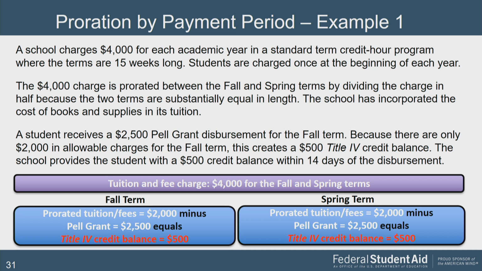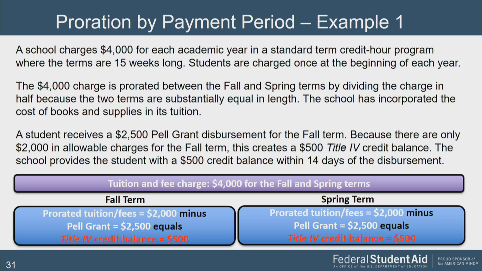So remember here that the school has charged $4,000 for each academic year. So they've charged for the whole academic year, right? So because of that, the charges are for more than a payment period. We've required them to prorate those charges down. So they're only allowed, for purposes of determining the credit balance, to use $2,000. The allowable charges are $2,000 for each term.